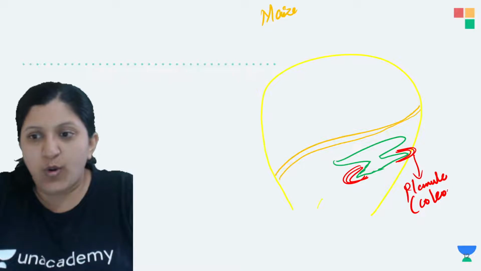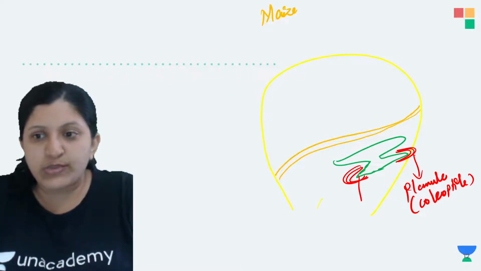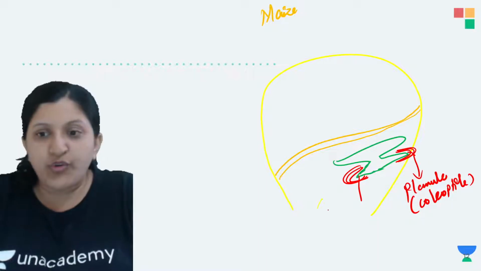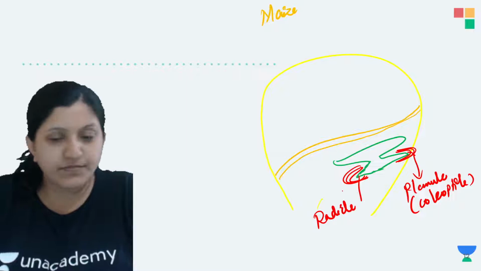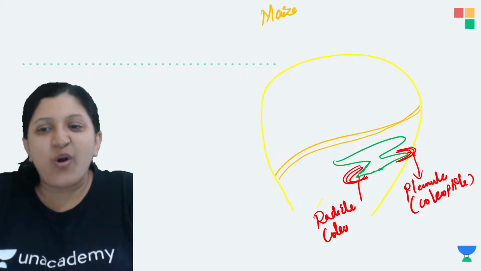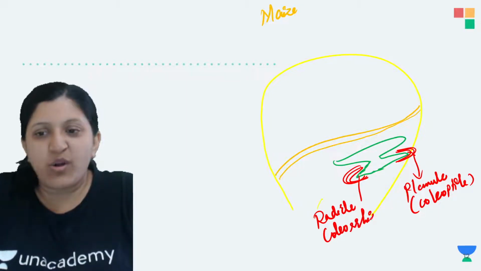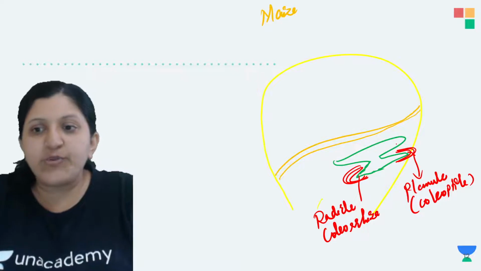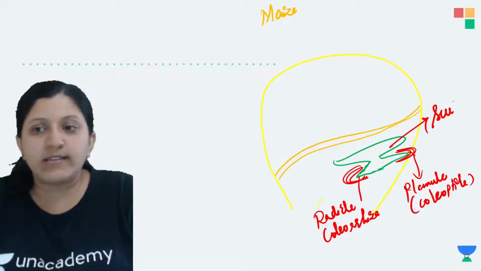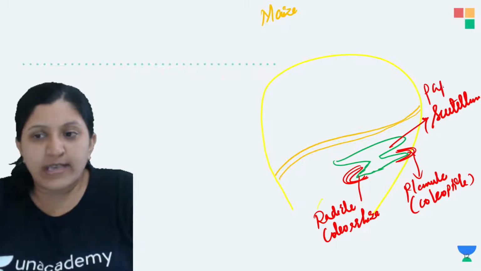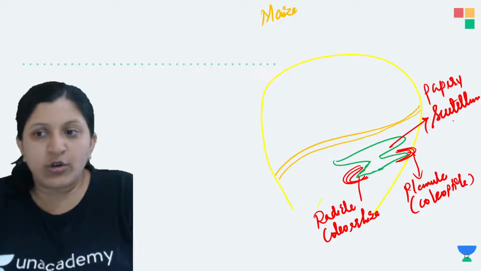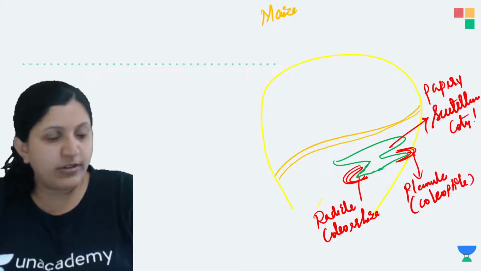Okay, so this is a coleoptile, and for this one, this is a radicle. For the radicle, what is the covering present? Anybody? There is a coleorhiza. Now this one, what you see, is a scutellum. This can also be mentioned as a papery cotyledon.